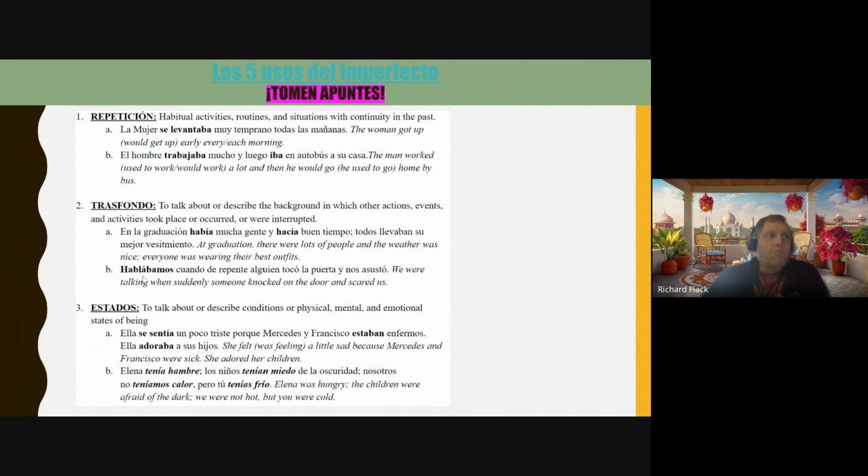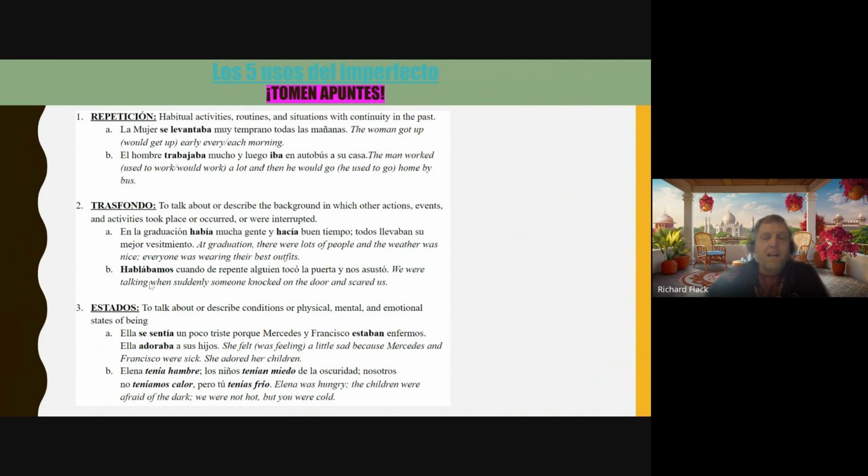Item B. Hablábamos cuando de repente alguien tocó la puerta y nos asustó. So here we've got both the imperfect tense at the beginning and we've got the preterite tense tocó y nos asustó at the end. What's happening here? The imperfect at the beginning is the background information, the thing that was going on when something happened. We were talking, the process, the ongoing action, when suddenly someone knocked on the door and scared us.